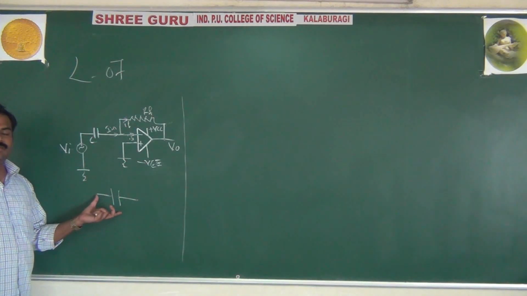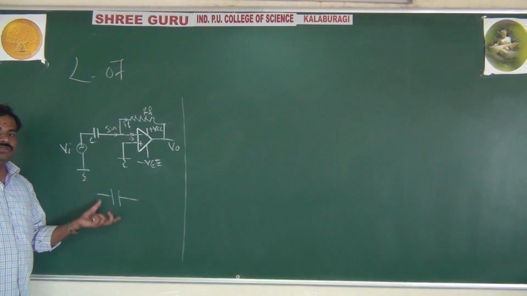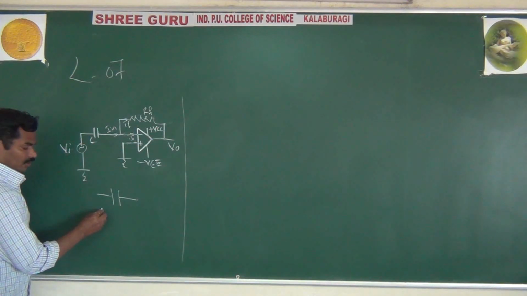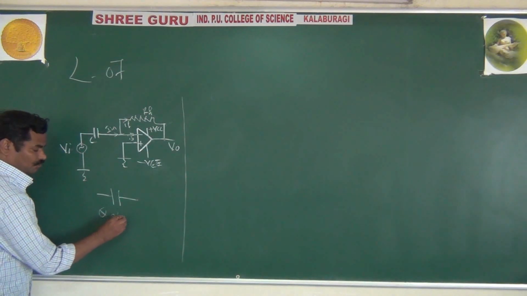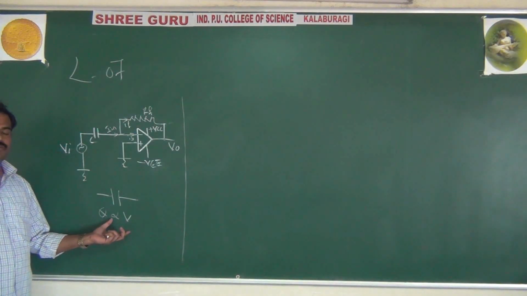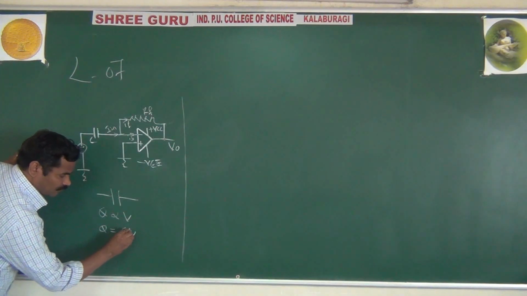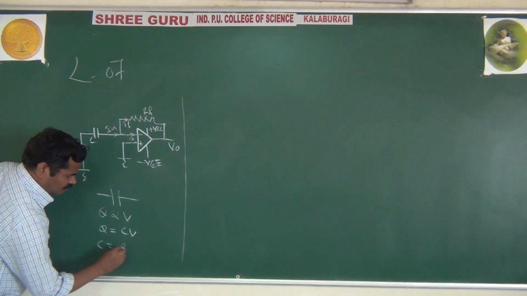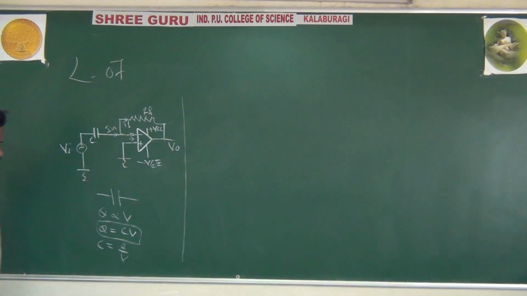In this capacitor, the most important property is that it blocks DC. And as a property of the capacitor, the charge is directly proportional to the voltage. In a capacitor, the charge is directly proportional to the voltage, or you can write Q is equal to C into V, or C is equal to Q by V. You need this important relation.